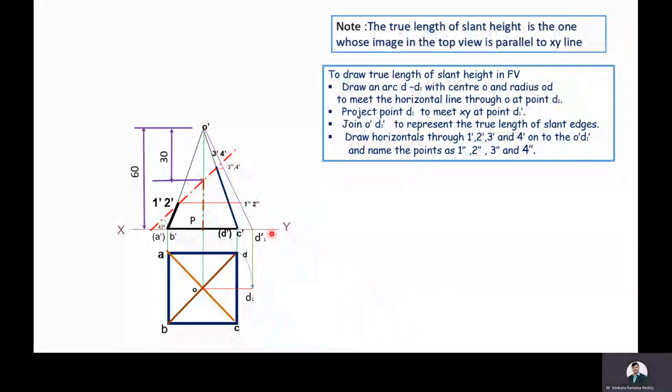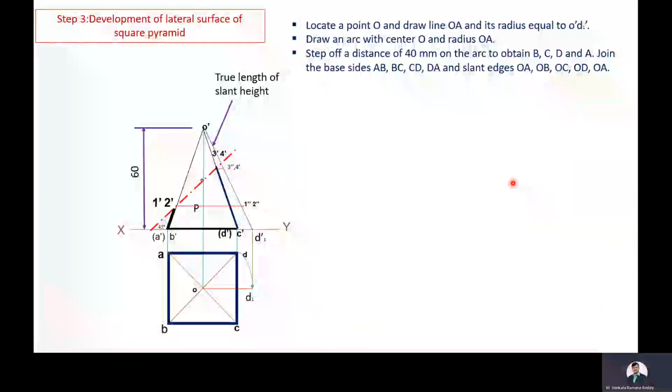Here, O dash D1 dash is the true length of the slant height of a square pyramid, and its image in the top view, say OD1, is parallel to the XY line. Then we'll move towards the third step, that is development of lateral surface of a square pyramid. First we'll develop the lateral surface of a square pyramid, then we'll move towards development of lateral surface of the truncated square pyramid.